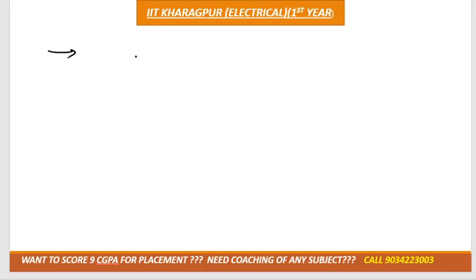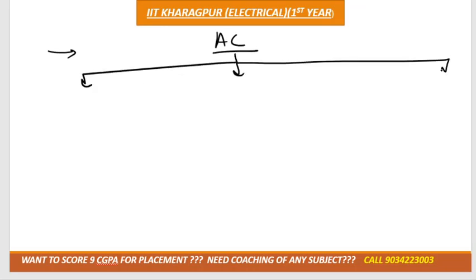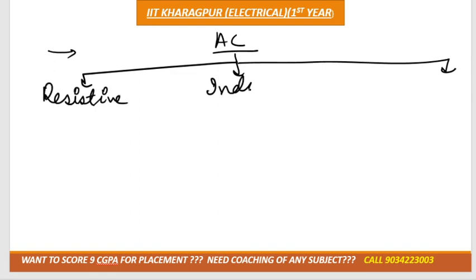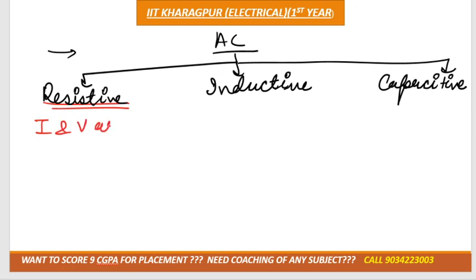Next, we'll study the three types of load we have in an AC circuit. One is the resistive load, another one is the inductive load, and another one is the capacitive load. Okay. In resistive load, current and voltage are in the same phase.